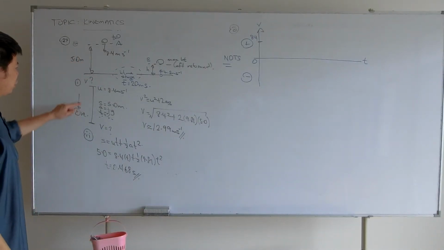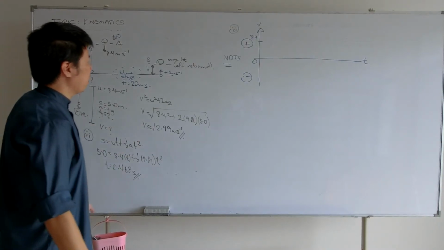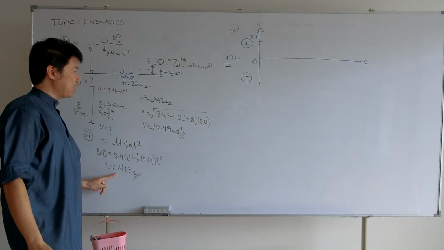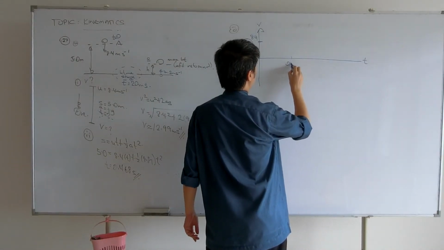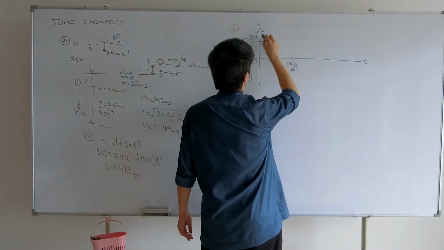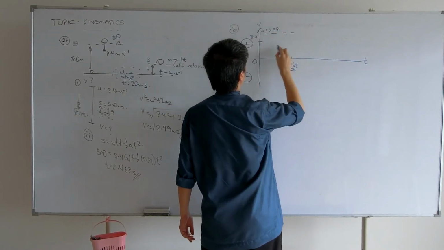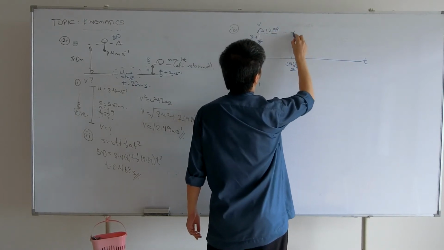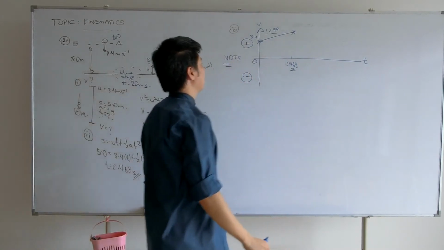Then the next stage at the final velocity, we have it at 12.99 at time 0.468 seconds. So locate 0.468 seconds. Locate your 12.99. So you have a point here, and it should look something like this.